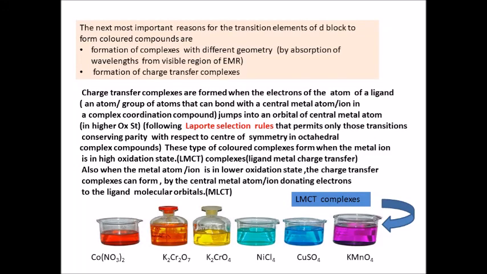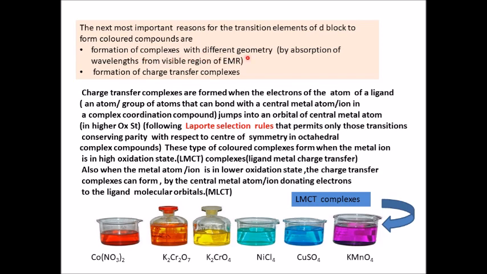So how are the complexes colored in other ways? First we saw that presence of unpaired electrons is a very important condition. Then d-d transitions, that's another condition which helps the transition elements to get colored complexes formed. Now the third reason will be formation of complexes with different geometry.